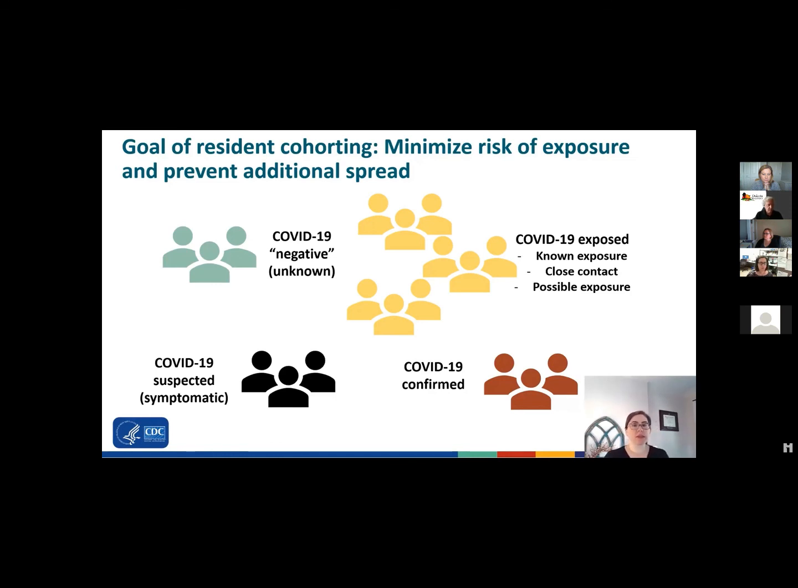The groups that are a little bit more difficult to explain and think through are these other two groups. The individuals who have some kind of symptoms, and you might be suspecting COVID-19, and that group of individuals that have either a known exposure or a possible exposure to SARS-CoV-2, the virus that causes COVID-19.